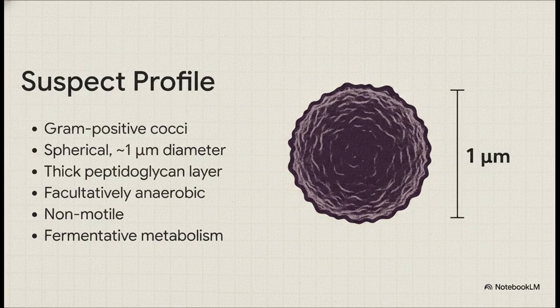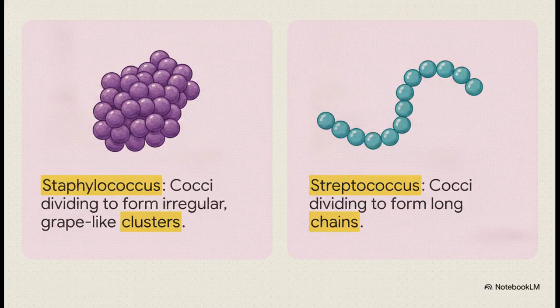Because they're gram-positive, they're rocking the super thick peptidoglycan layer in their cell wall, which makes them pop as a dark purple when you apply a gram stain. They are non-motile, so no swimming around, and they're facultatively anaerobic, meaning they're perfectly happy surviving with or without oxygen using fermentative metabolism. But how do these cells actually group together? Well, when they divide, they do it across multiple planes, which creates these irregular, grape-like clusters.